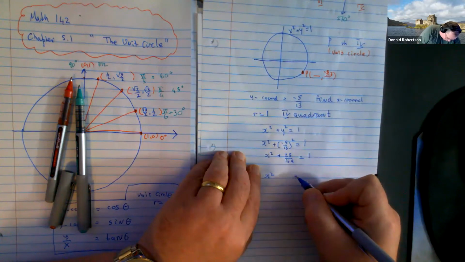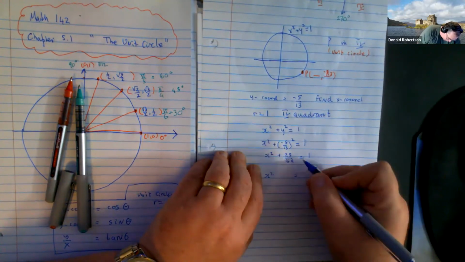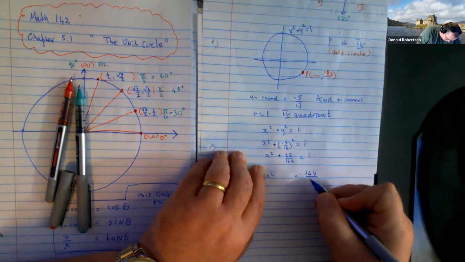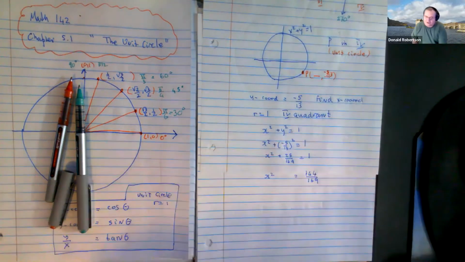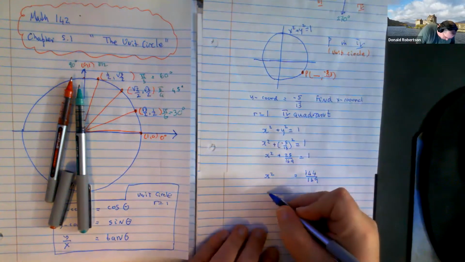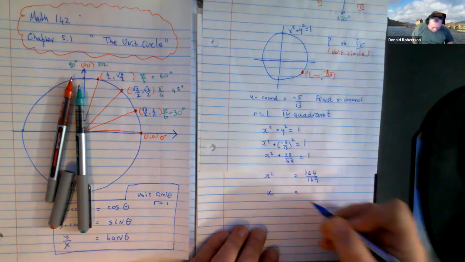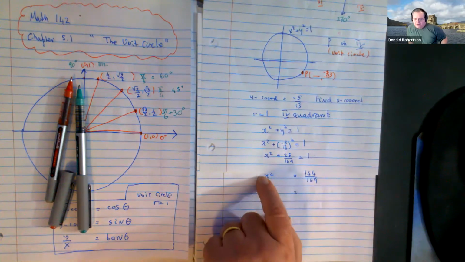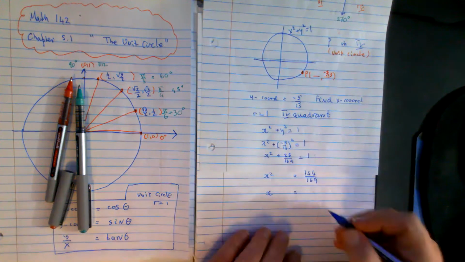x squared equals, well, if you take 25 169ths away from 1, can you trust me? You get 144 169ths. Can you just trust that? You can do it in your calculator, but that's what you get. Now, what will the x coordinate be then? What's the x coordinate going to be? Or how will I find it? Maybe that's a better question. x squared is this. Square root. Right, agreed.